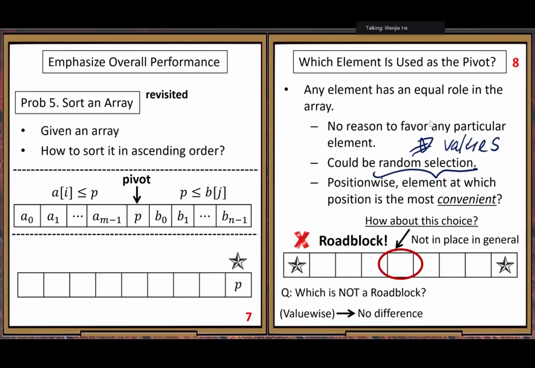Based on this understanding, here let's use the last position to hold the pivot element. Now look at the typical partition step. We have A subarray at the left part of this array, B subarray at the right part, excluding the pivot element.